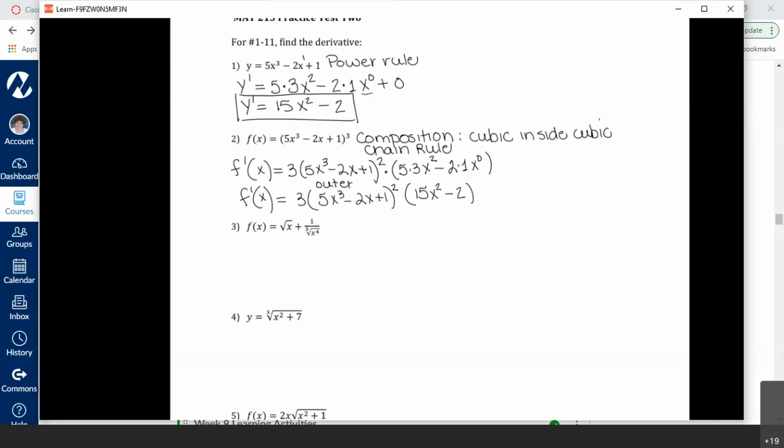And again, it's perfectly okay to leave it like that. If you wanted to go a little bit more nuts, you could multiply the 3 and this, but it's okay to leave it like this. In other words, if you show me this in your work, you're going to get full credit. Everybody all right with that one? Anybody have questions about the chain rule?